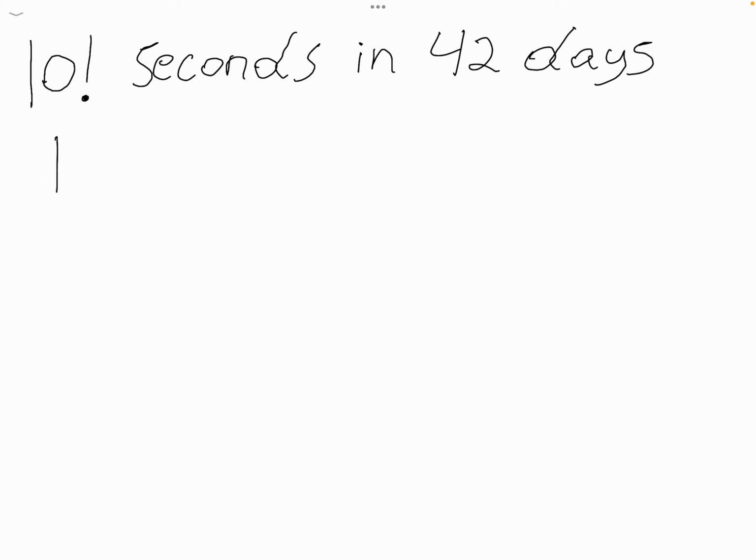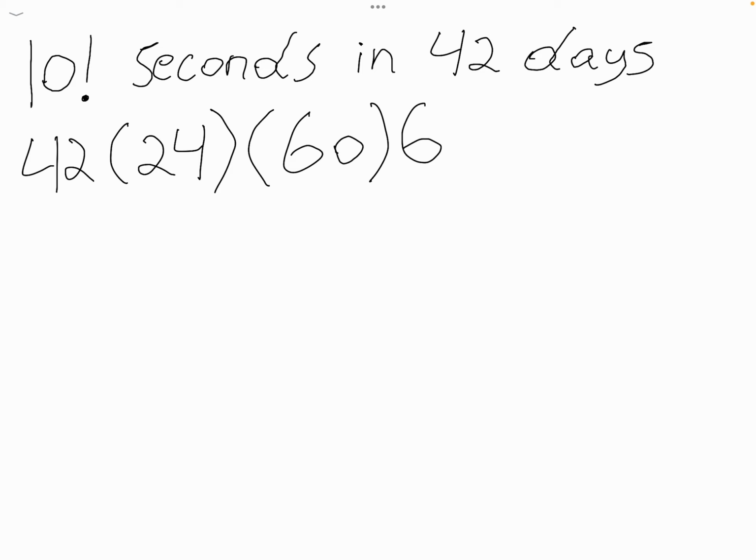Well, we start with 42 days. We can say 42 days times 24 hours in a day, right? And then times 60 minutes in an hour, and then times 60 again, seconds in a minute. So 42 times 24 times 60 times 60, well, that should be equal to how many seconds there are in 42 days. Now, I'm saying this is equal to exactly 10 factorial.